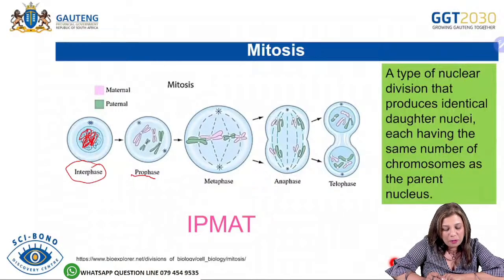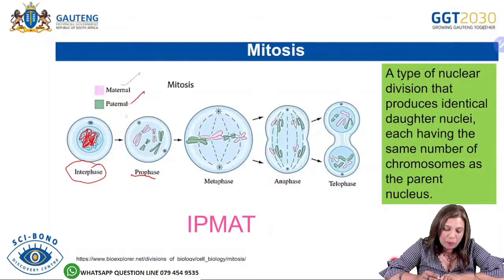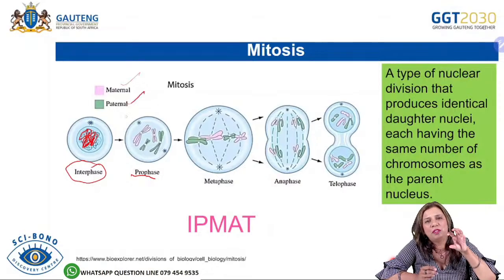So prophase, as we can see from the key that we have there, we have the maternal chromosomes and the paternal chromosomes. And this is where prophase is actually where the chromosomes become distinct.